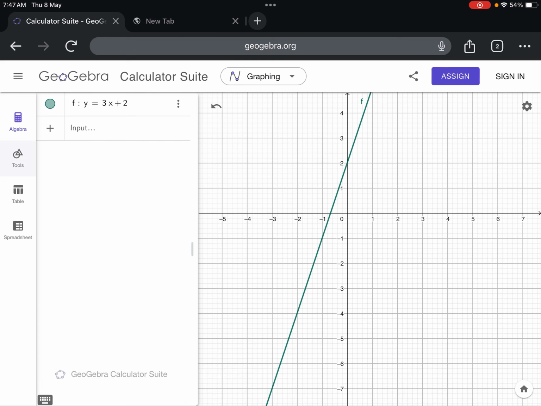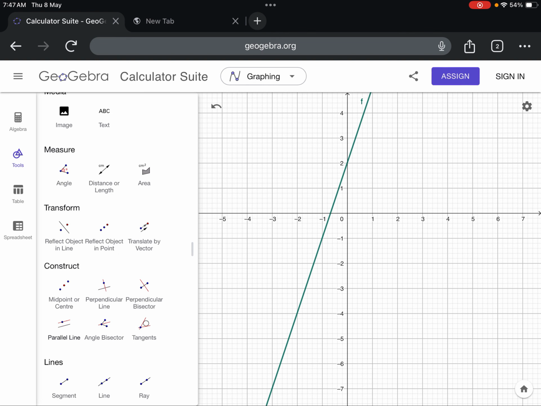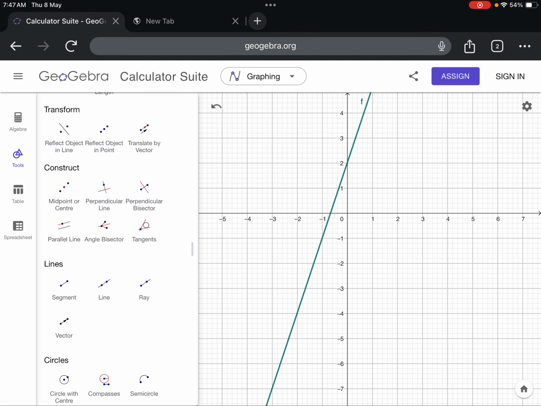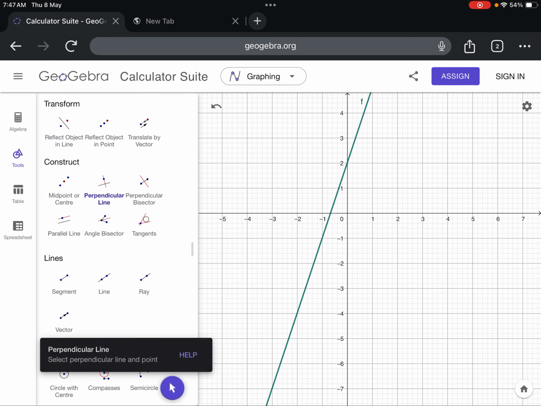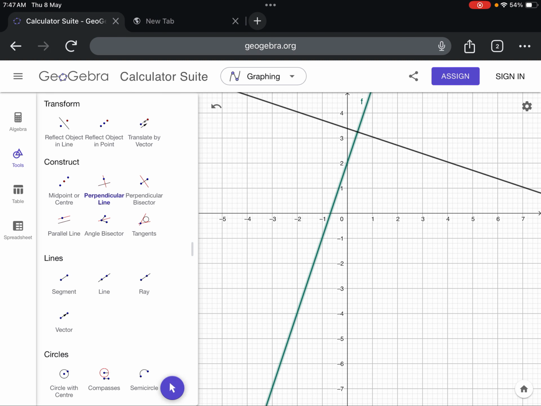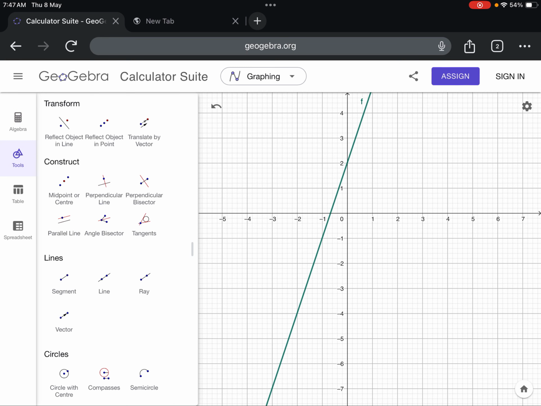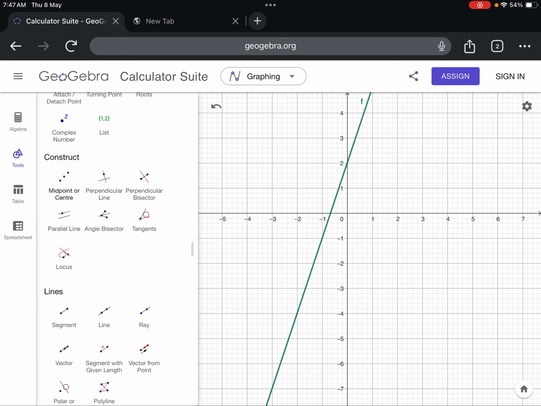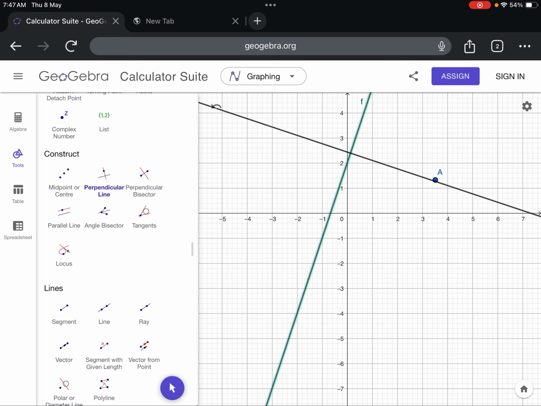Let's maybe use one of the tools, GeoGebra. Okay, I'm going to construct a perpendicular line to this line. Oops. Perpendicular line to this point.